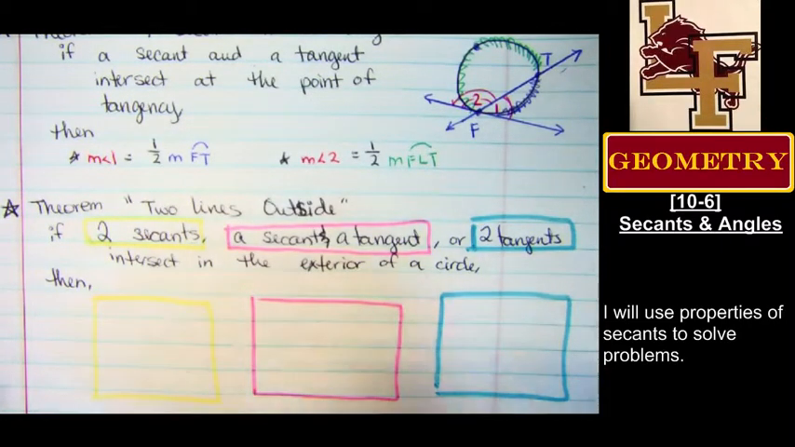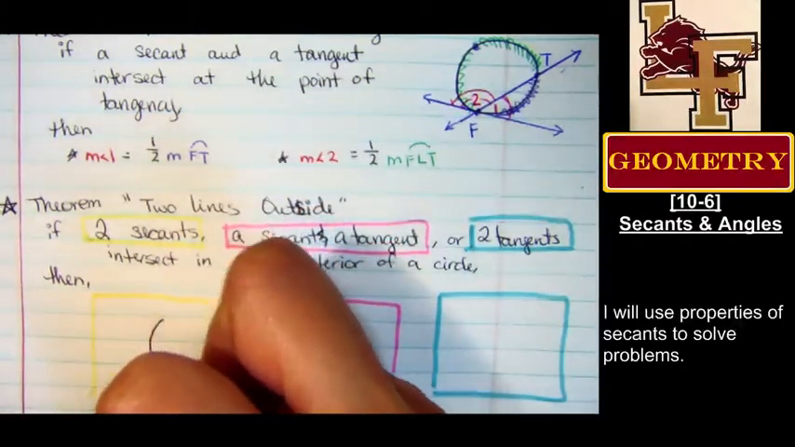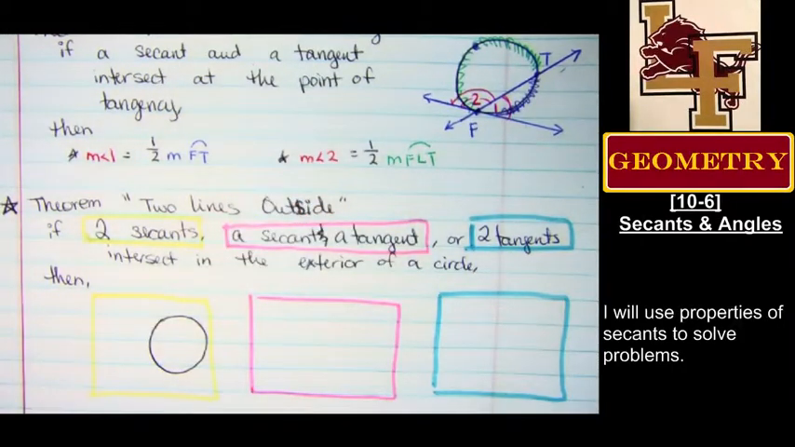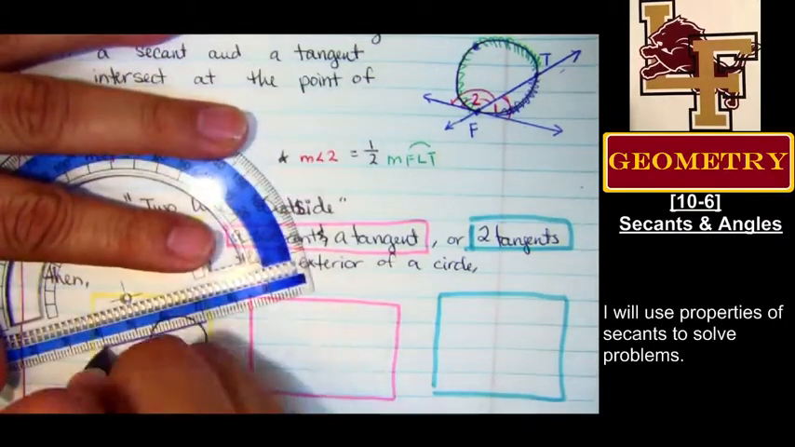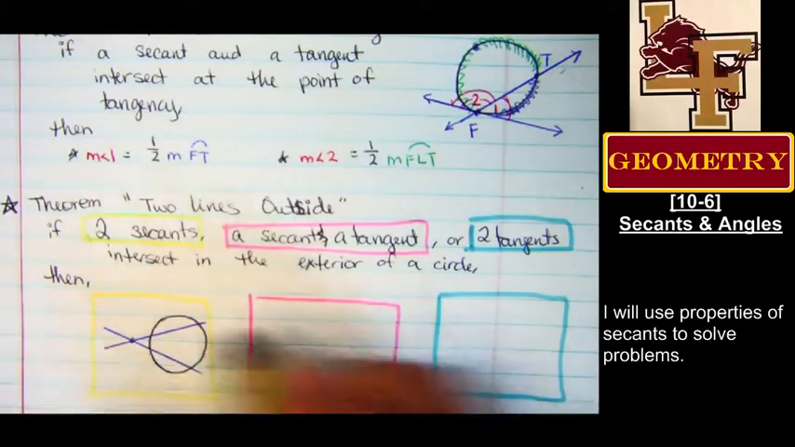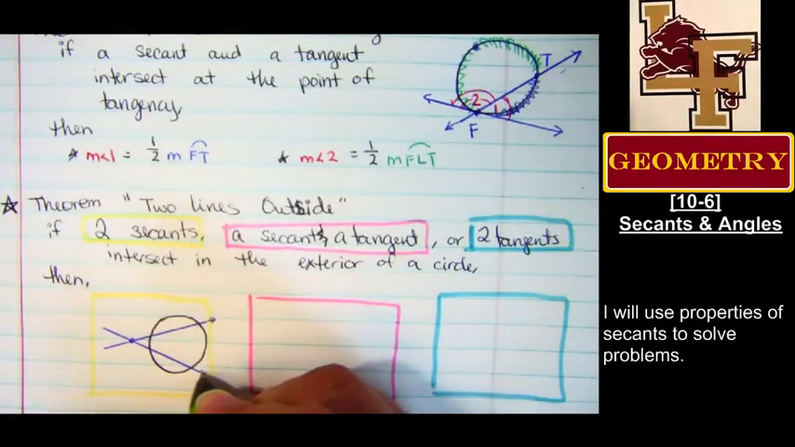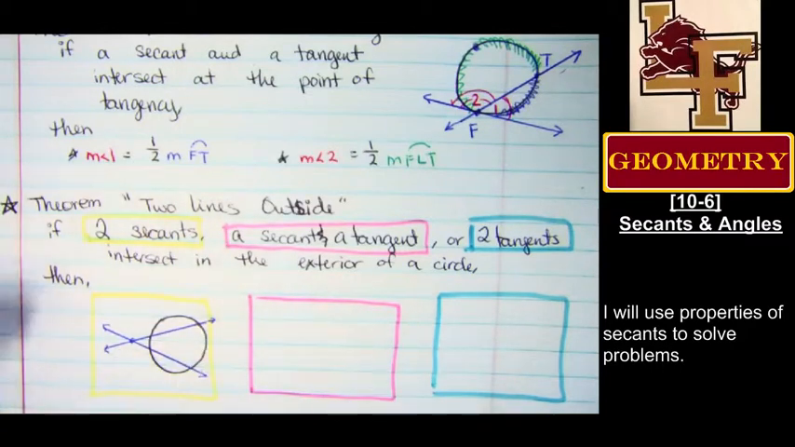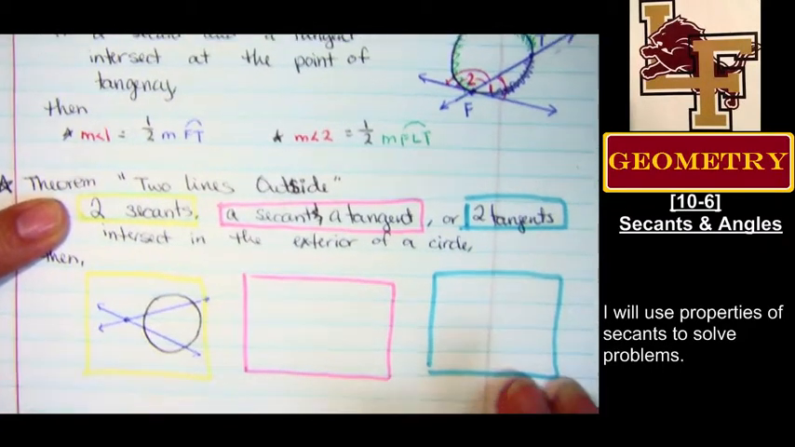All right, two secants. So I need a circle, and I need two secants, and I need them to intersect somewhere outside of the circle. There we go. There's our intersection. And there are our two secants. So that's what this one looks like.